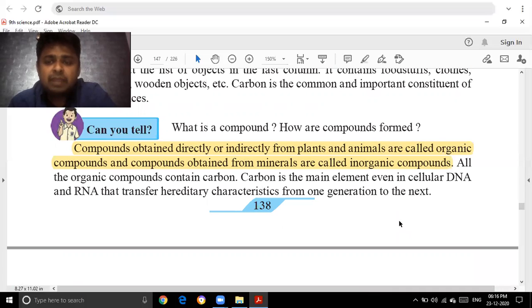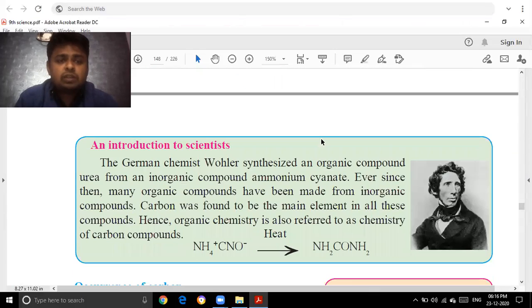So carbon is the main element even in cellular DNA. Okay, DNA, RNA, all that contains carbon as the main element. Now hereditary characters from one generation to other are also transferred because of these carbon compounds. Okay, so, introduction to scientist. German chemist Wohler synthesized an organic compound urea from inorganic compound ammonium cyanate.